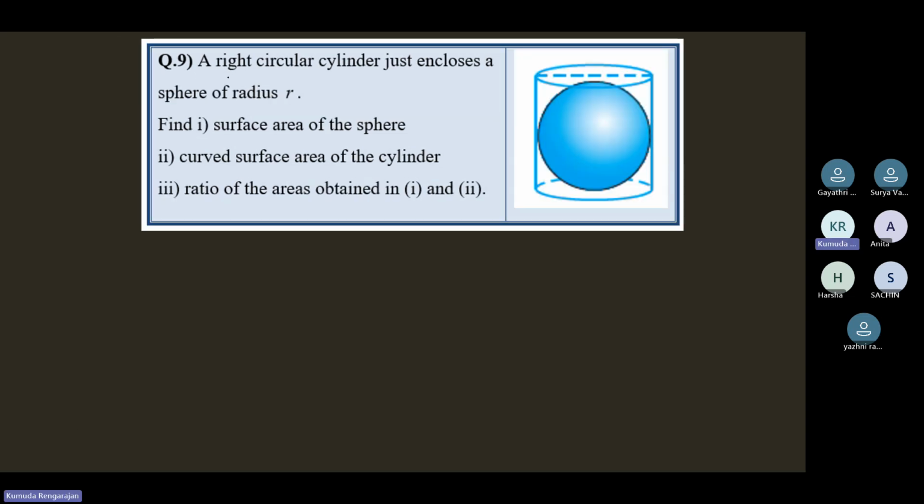A right circular cylinder just encloses a sphere of radius r. That means the sphere just fits into the cylinder.